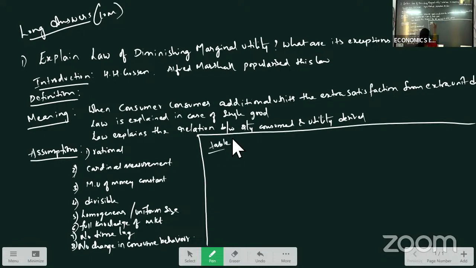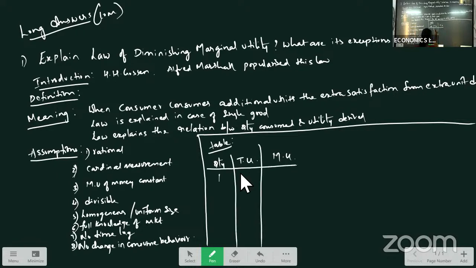So in the table, what are you writing here? In the table you will take quantity, total utility, and marginal utility, right? If 1 unit is consumed, we will derive around 40 units of total satisfaction. 2 units, 70, 3 units, 90, 4 units, 100, 5 units, 100, 6 units, 90. You have to just remember the total utility.